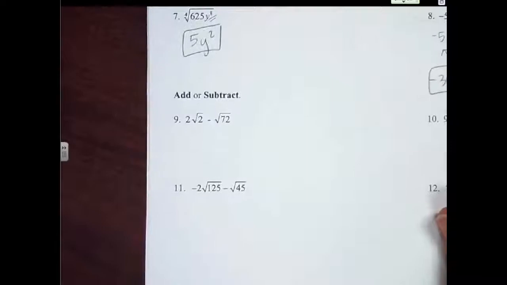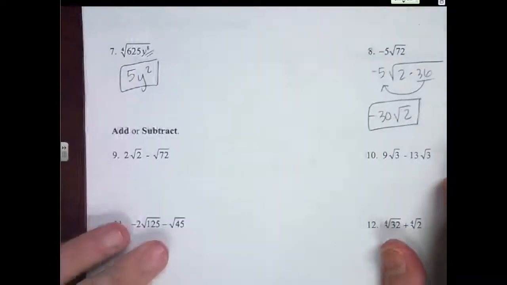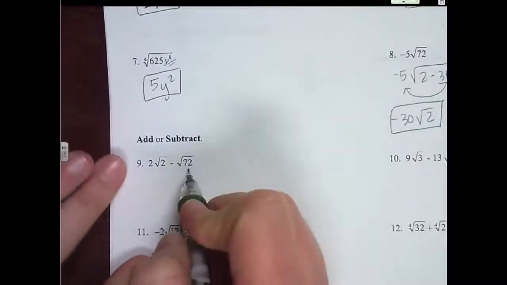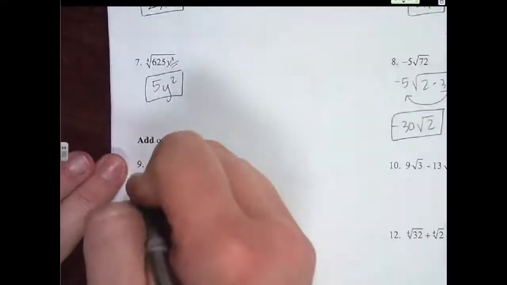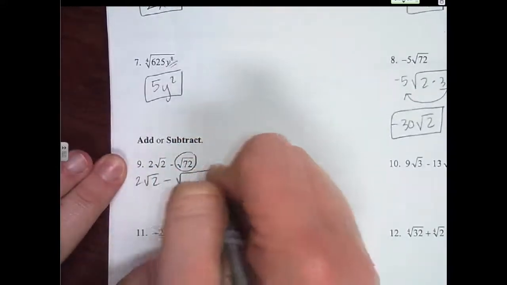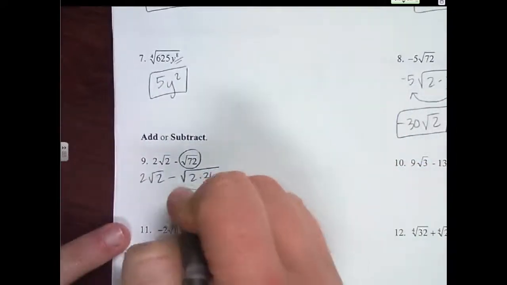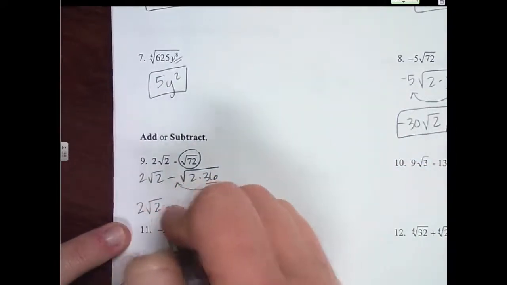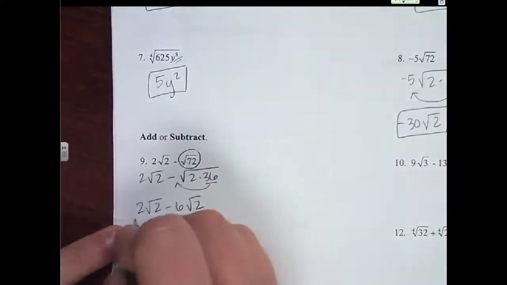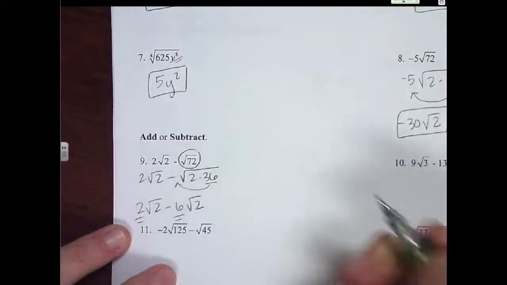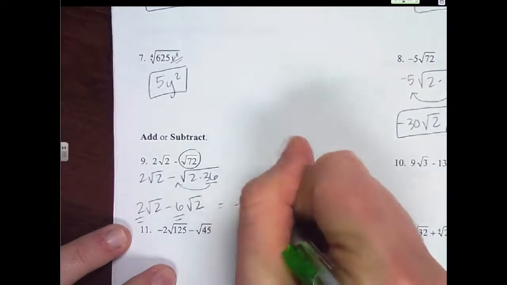Number 9. Okay, adding and subtracting, you have to have same radicals. These are not the same radicals, so I need to split this up first. So 2 square root 2 minus, and we just did this one, 2 times 36. So this comes on the outside. So 2 square root 2 minus 6 square root 2. Now I can subtract the numbers in front. So I get negative 4 square root 2.